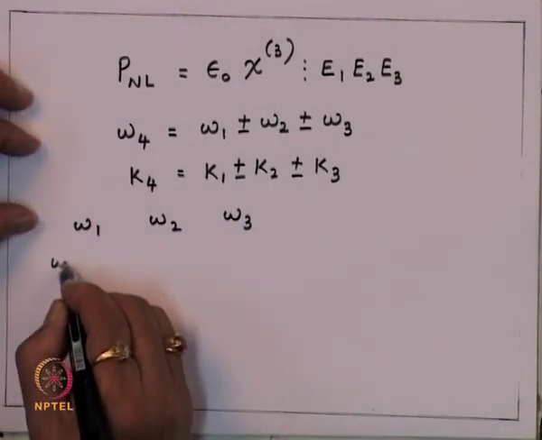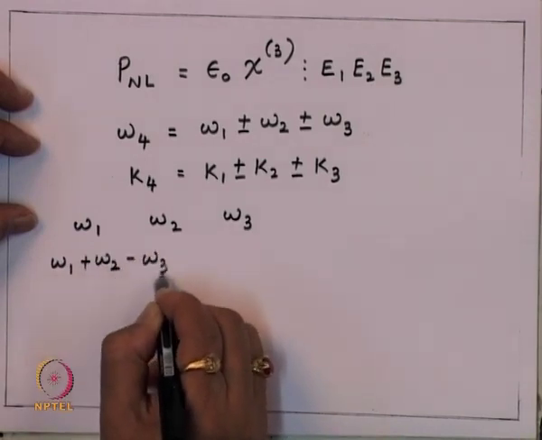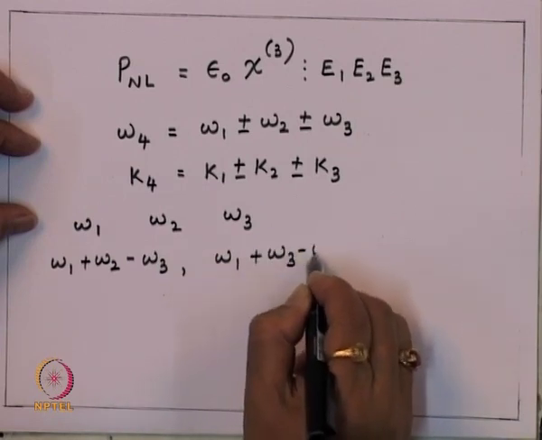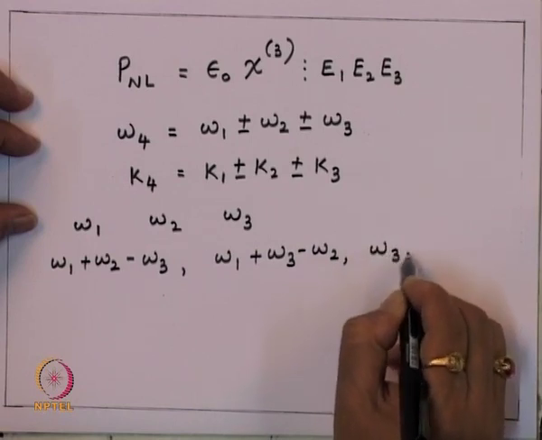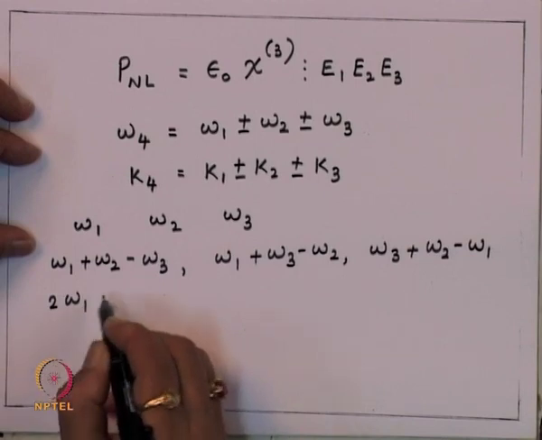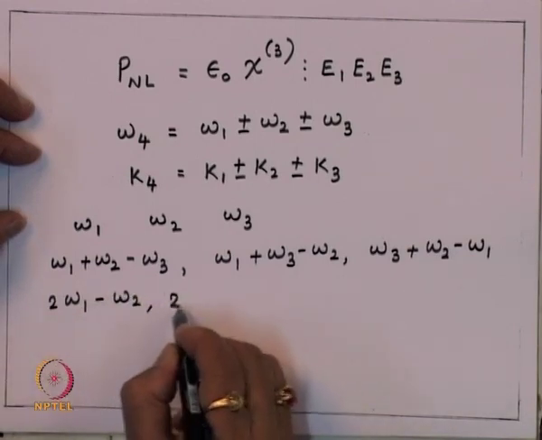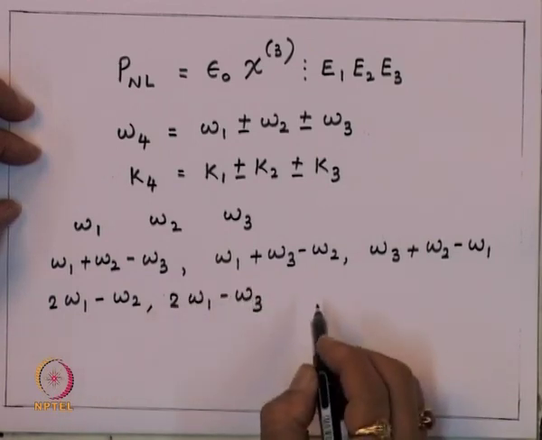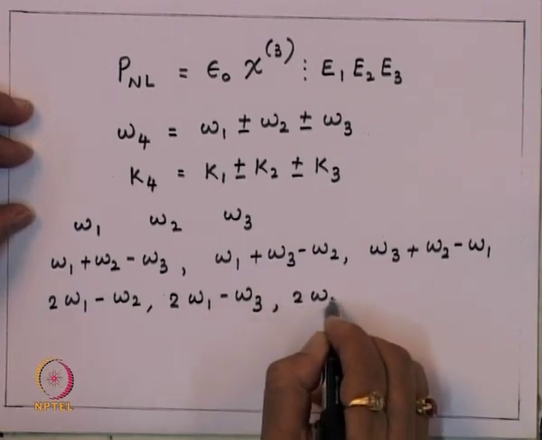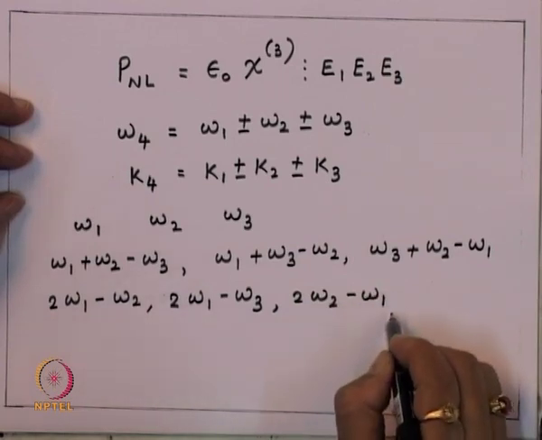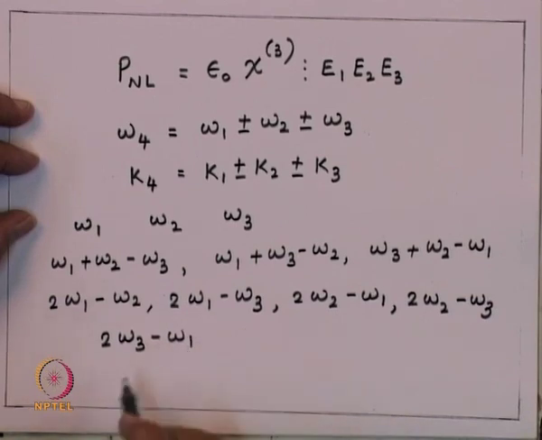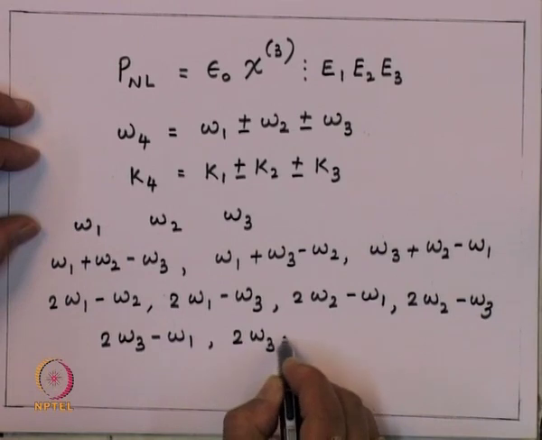but now we are going to generate frequencies which are omega 1 plus omega 2 minus omega 3, omega 1 plus omega 3 minus omega 2, omega 3 plus omega 2 minus omega 1, 2 times omega 1 minus omega 2, 2 times omega 1 minus omega 3, 2 times omega 2 minus omega 1, 2 times omega 2 minus omega 3, 2 times omega 3 minus omega 1, 2 times omega 3 minus omega 2.